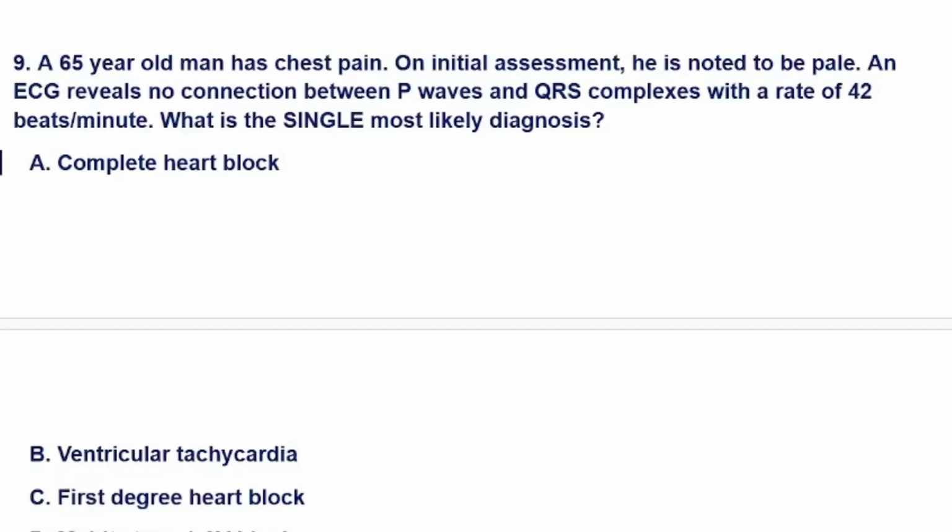Okay. A 65-year-old man has chest pain. On initial assessment, he is noted to be pale. An ECG reveals no connection between P waves and QRS complexes with a rate of 42 beats per minute. What's the single most likely diagnosis?